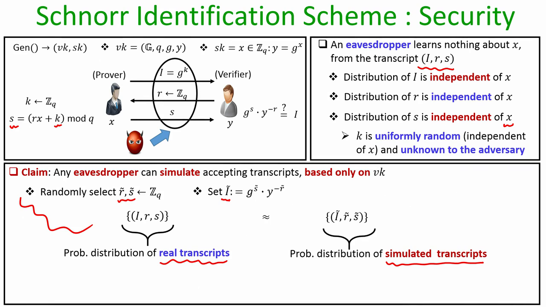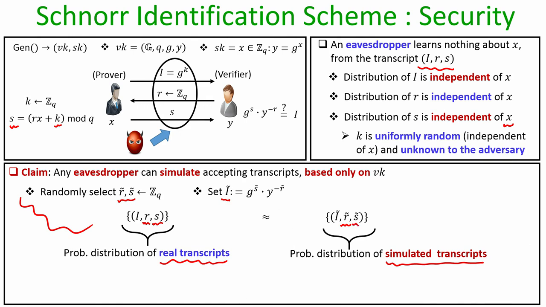So, if I consider the probability distributions of these two transcripts, they are exactly identical. This is because if you see the probability distribution of the R value in the real transcripts and the probability distribution of the R value in the simulated transcripts, they are identical. In a real execution, R will be randomly picked from the set Z_q, and in the simulated transcript also the R values are picked randomly from the set Z_q. In the same way, in the real transcript, S is going to be a uniformly random value from Z_q because K would have been chosen uniformly randomly by the prover.